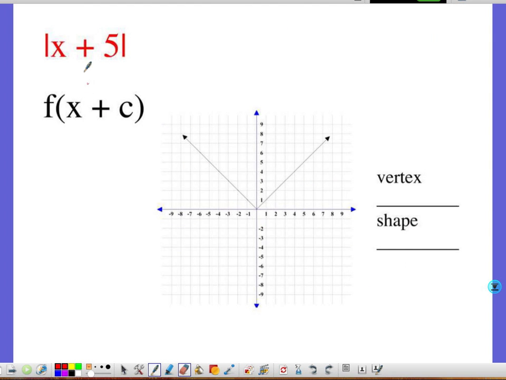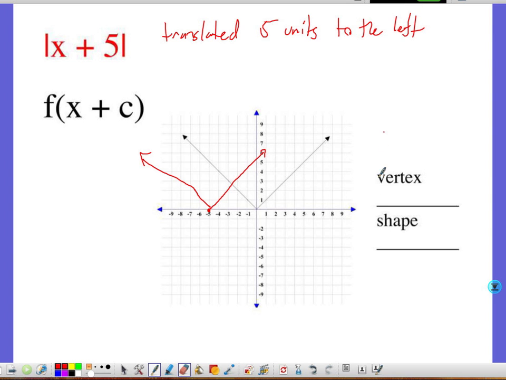Here, when we add 5 inside the absolute value, the graph shifts 5 units to the left. So it's translated 5 units to the left. Vertex changes and the shape stays the same.